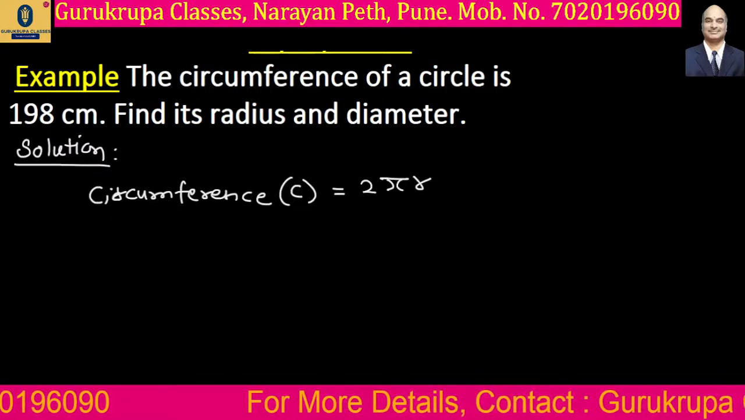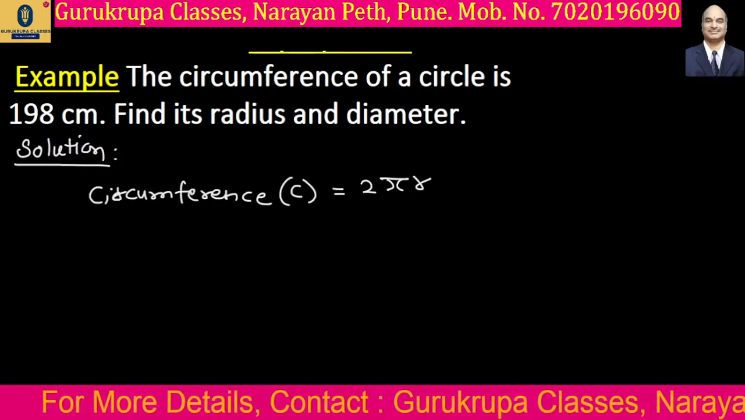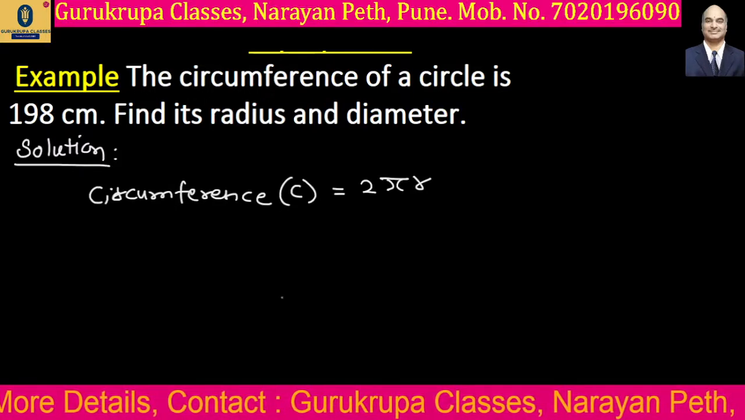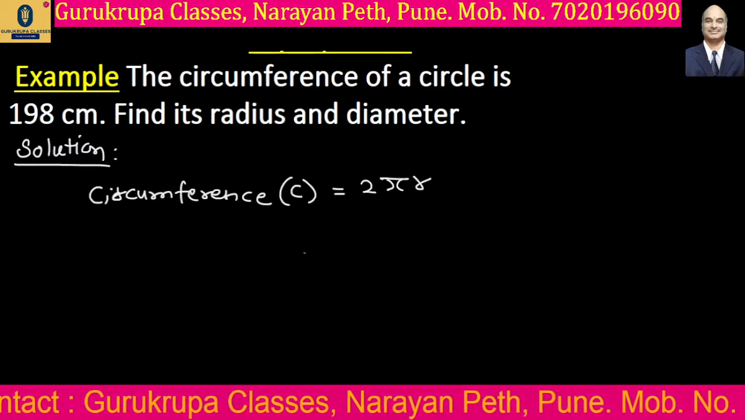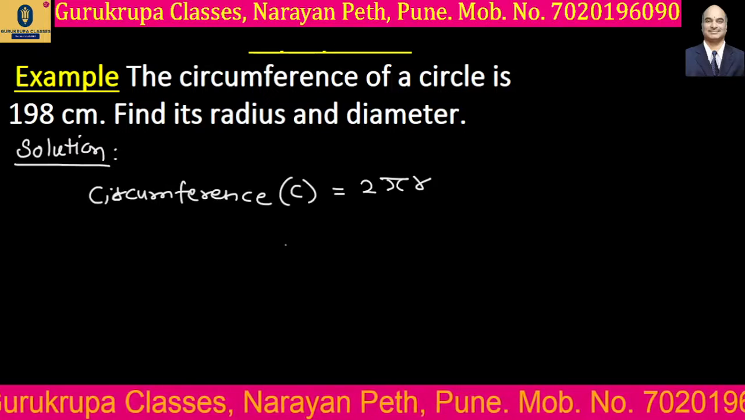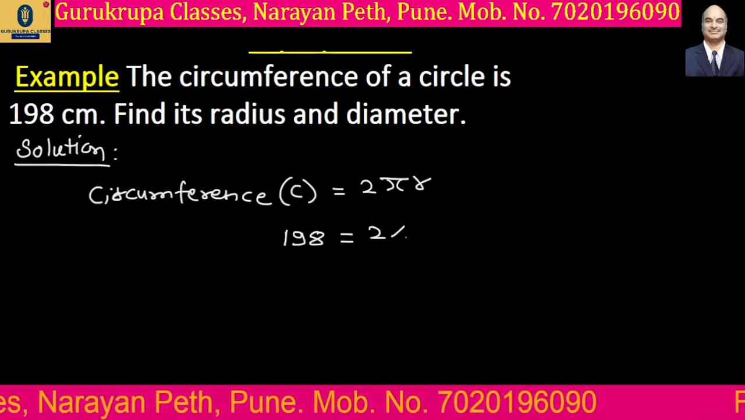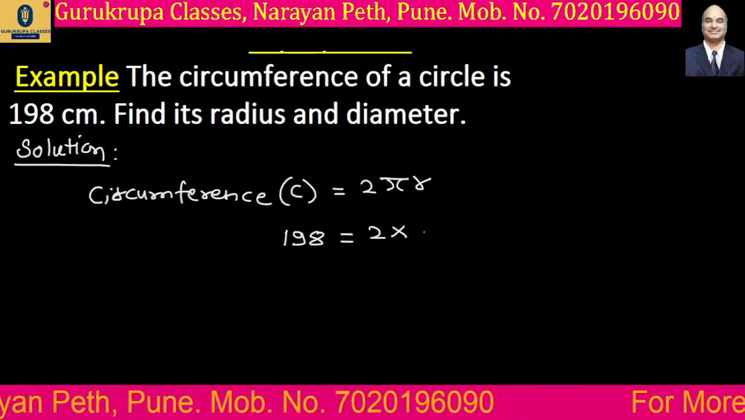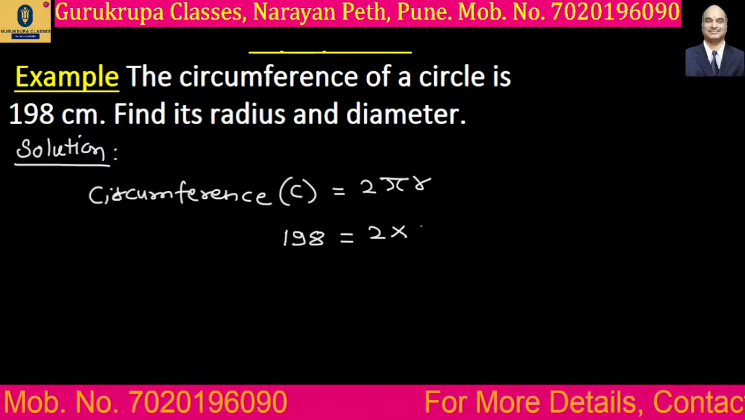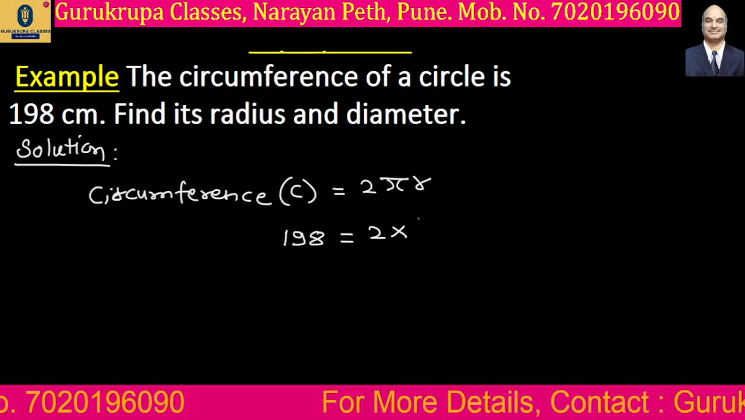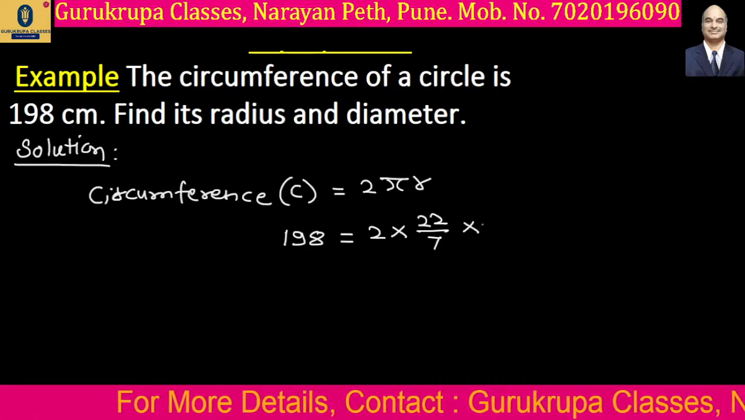Very simple formula over there. Circumference is equal to 2 pi r. Now it is given to you that circumference is 198, so fill up the values. 2 then into radius, for pi the value of pi is 22 upon 7, and into r.